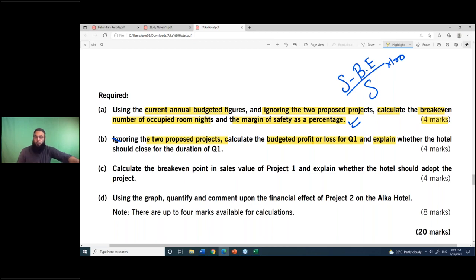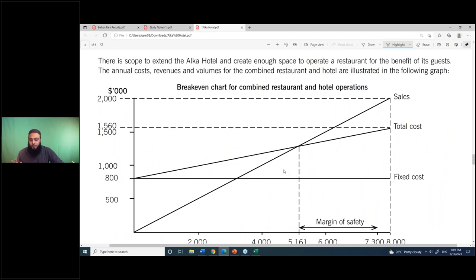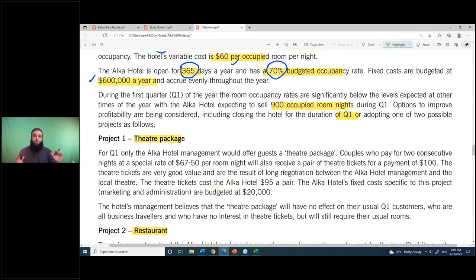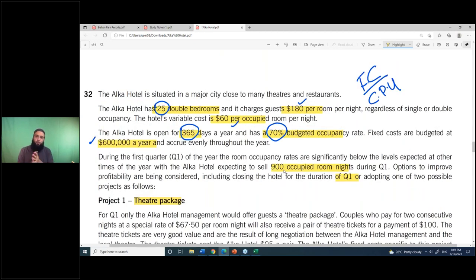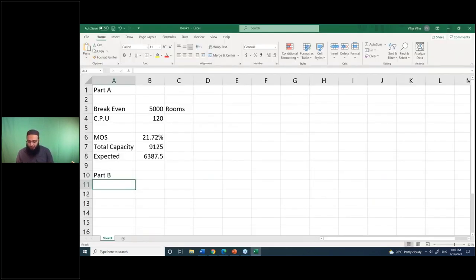Okay. So first of all, ignoring the two projects, I will first work out the budgeted profit. So how to work out a profit? Is it difficult? No, it's easy. Not a big deal, I would say. First of all, I will work out the contribution, which I can easily do here, because I know the contribution from the above workings, that's 120. So I have this 120.